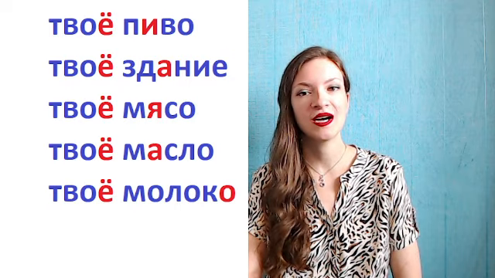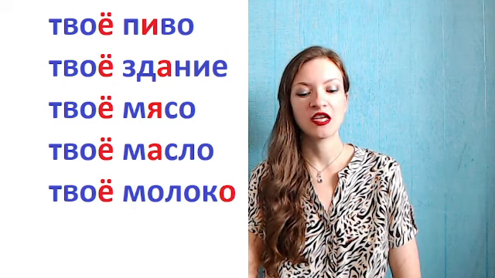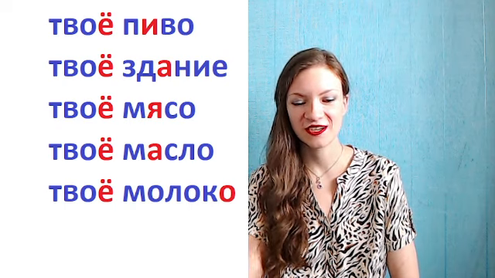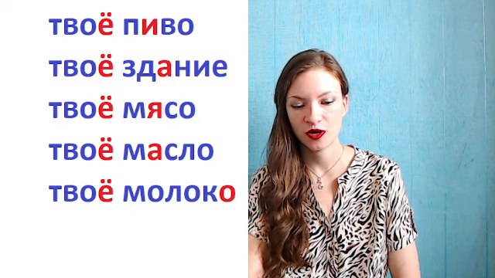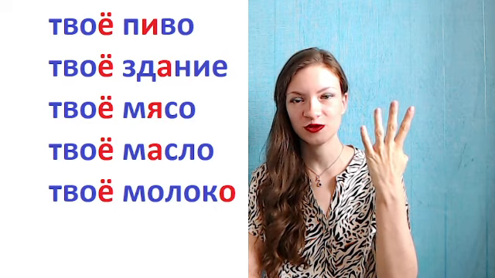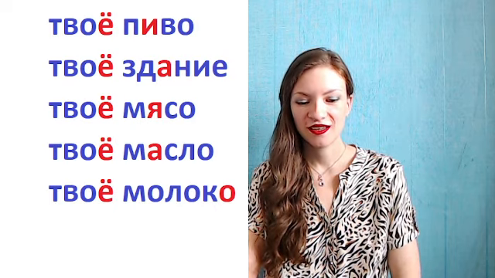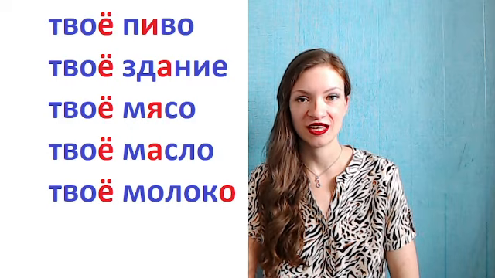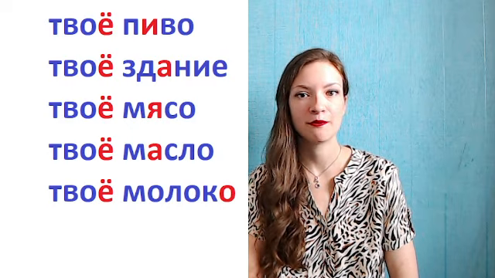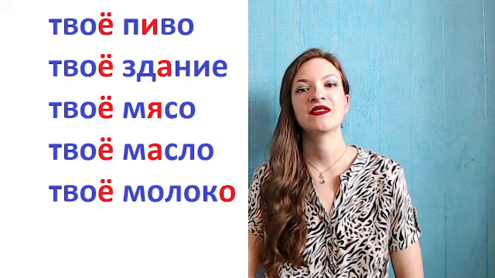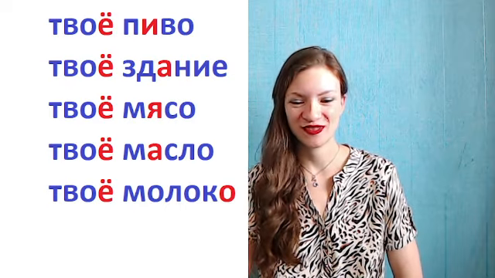Твоё молоко. Твоё молоко. Your milk. So you see here we have 1, 2, 3, 4 different O letters, but only one of them we read like it is written, like O. Твоё молоко. Because the 3 other O's are in weak, unstressed position.